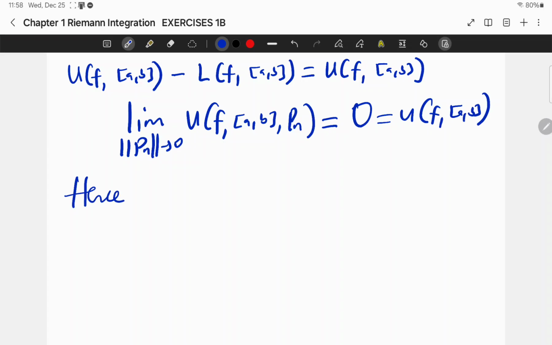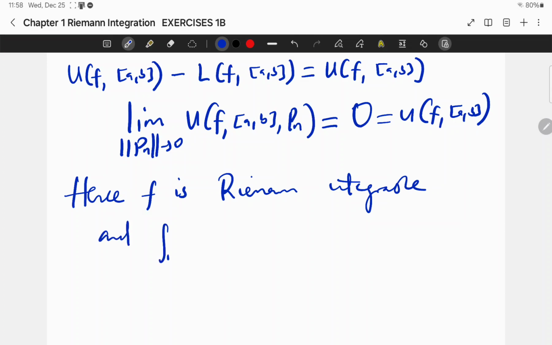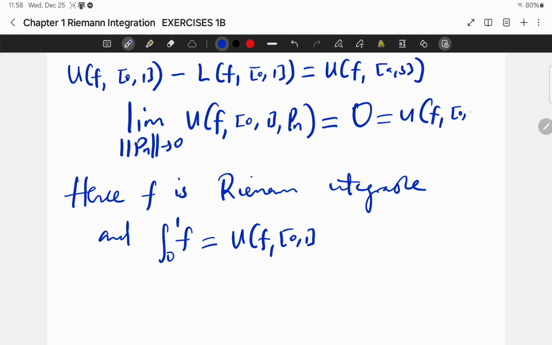So hence our f is Riemann integrable, and the integral from 0 to 1 of f is equal to U(f) on 0 comma 1, which will be equal to 0.